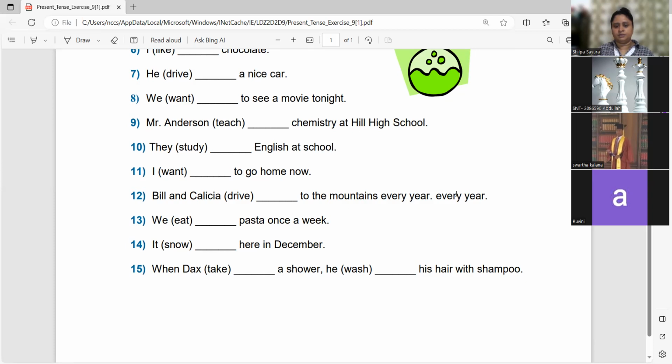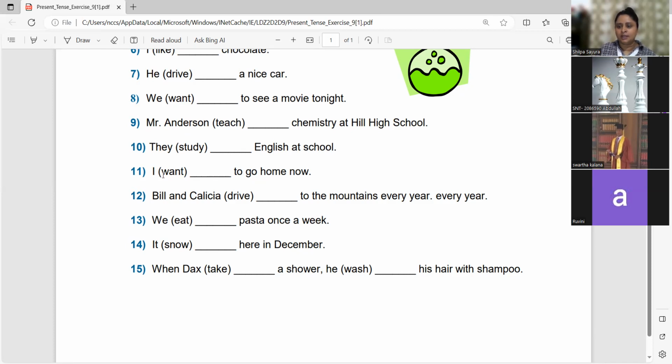So it's repeated twice. Mistake, right? Then we eat pasta once a week. What you want to notice here is once a week, there's a signal word. It gives a signal that it's simple present tense. Every year. I want to go home now. So it is now. How come you understand it with want?